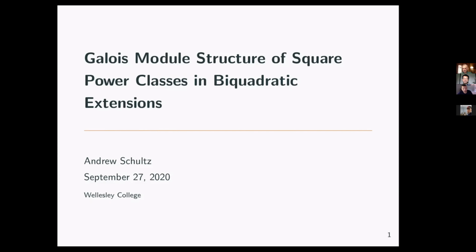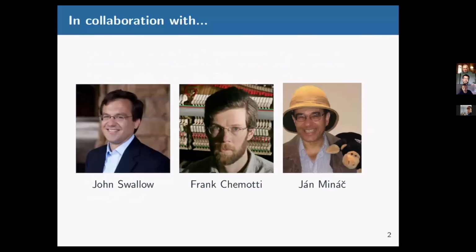But in any event, I'll be talking about square power classes for biquadratic extensions as Galois modules. The work that I'm going to be presenting today is in collaboration with a handful of people. John Swallow and Frank Commodi actually started this project a long time ago. And Jan Minach and I have more recently picked it up and rephrased the perspective a little bit and actually been able to tighten down the decomposition in a couple of different ways.